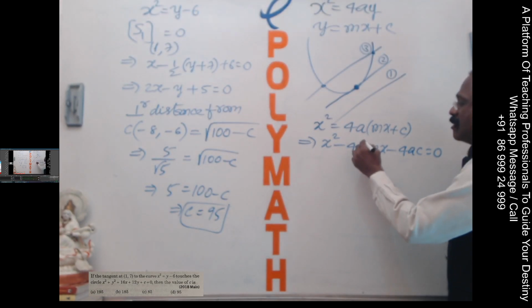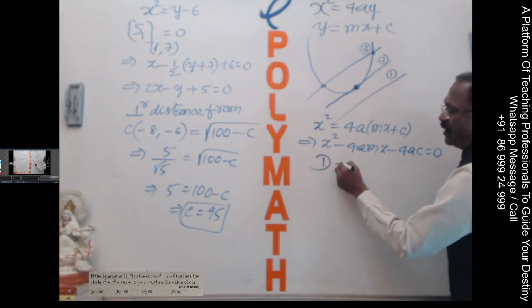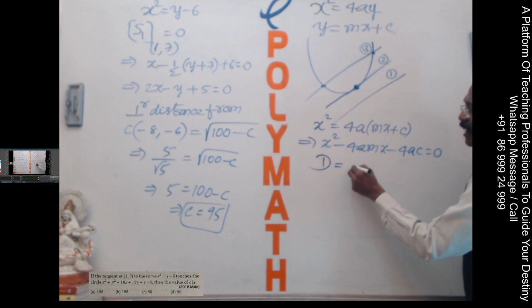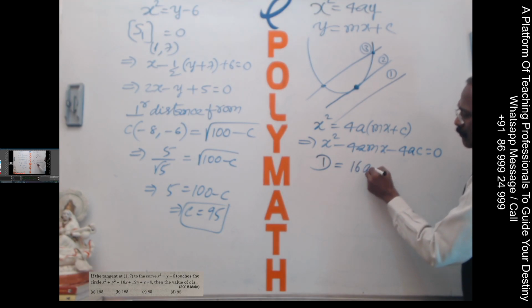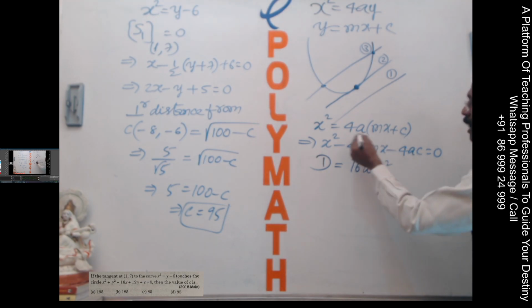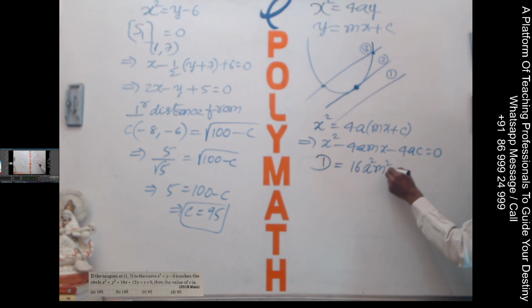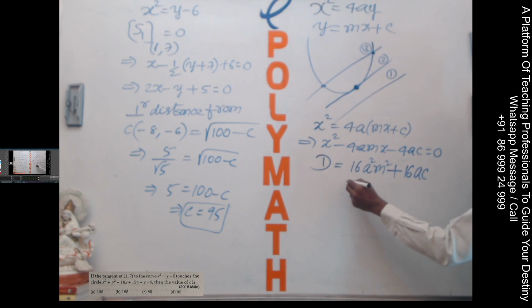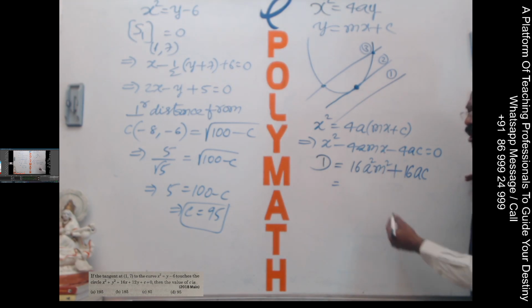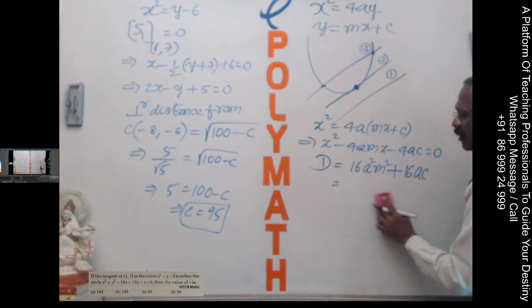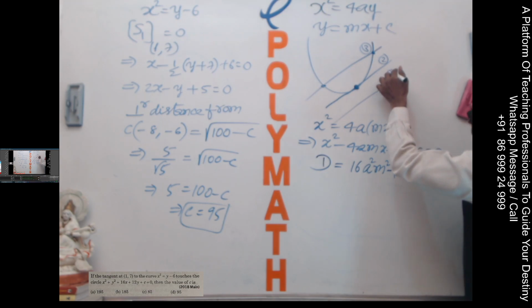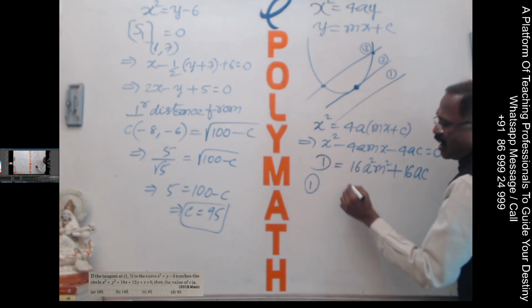So, what is the discriminant here? I'm writing it as D, discriminant. Everyone knows that: b square minus 4ac. This is the discriminant. You get 16 common, of course. The line, case number 1, please. Case number 1.